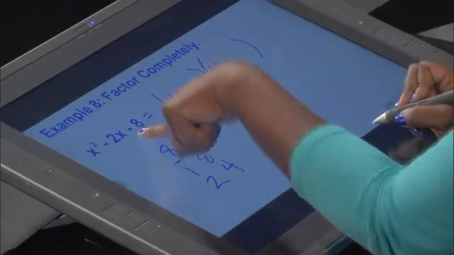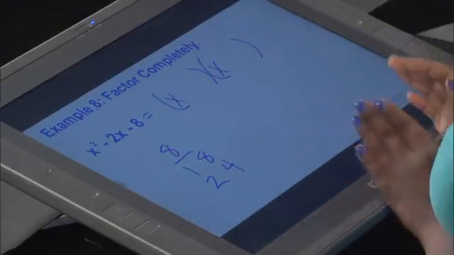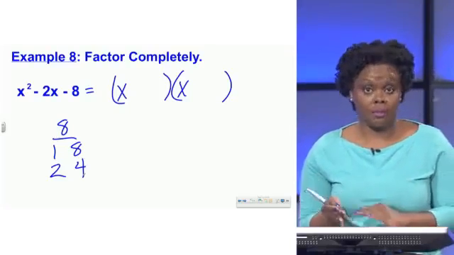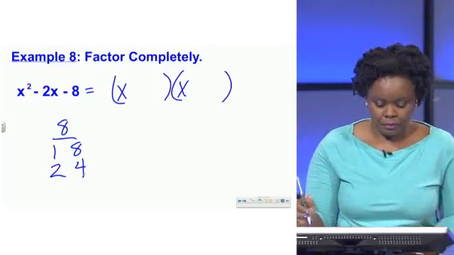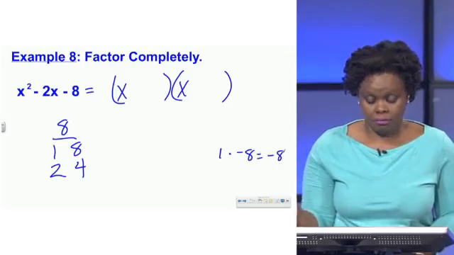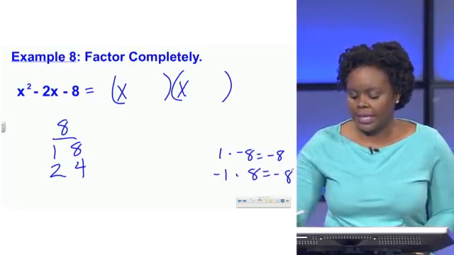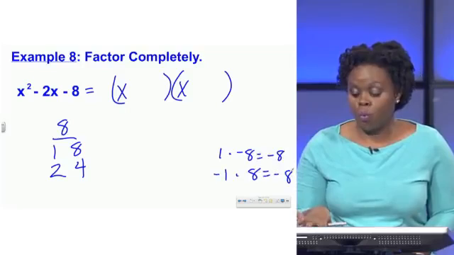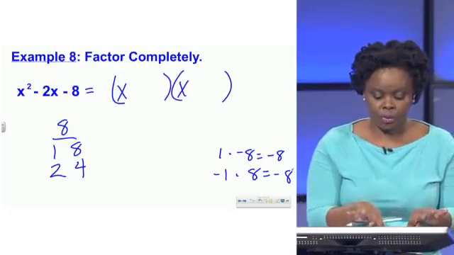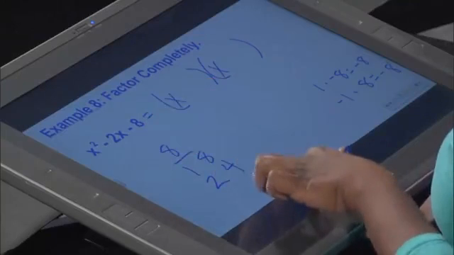But I need a negative 8, so now you have to think back to multiplication of integers. The only way you can get a negative number for your answer is if you multiply a negative number times a positive number. This is what I mean. 1 times negative 8 is negative 8. Negative 1 times 8 is negative 8. The only way to get a negative number for your answer is if one of your numbers is negative when you're multiplying. So that means in this situation, because I was trying to get a negative 8 for the product, one of these factors is going to be negative.